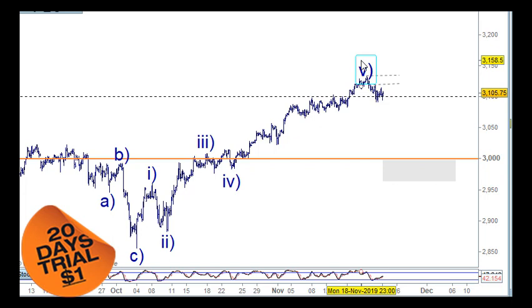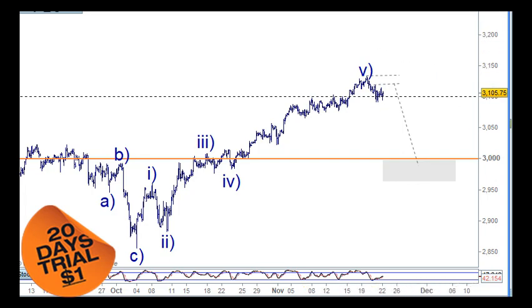We've got two counts, both bullish in a way. We have this low here as 1 and 2 and 3 and 4, and then extension in the fifth wave here. And if that's the case, then we'll see a move much lower towards the 3,000 in that case.